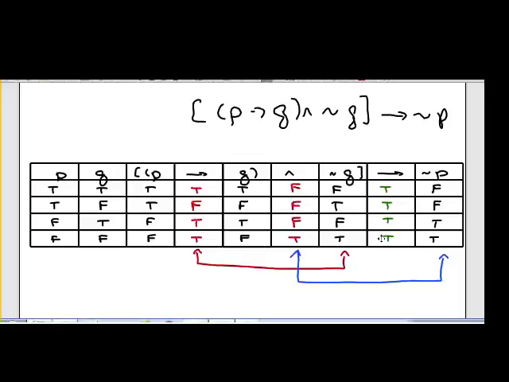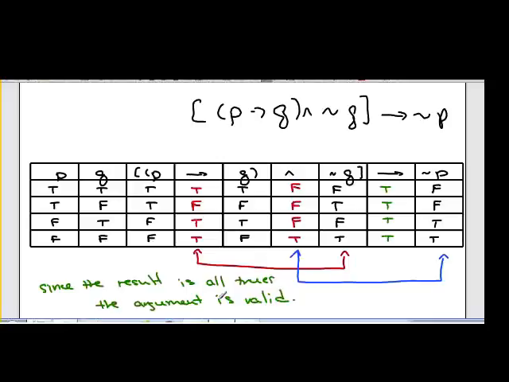And because they're all trues, so since the result is all trues, the argument is valid. Okay.